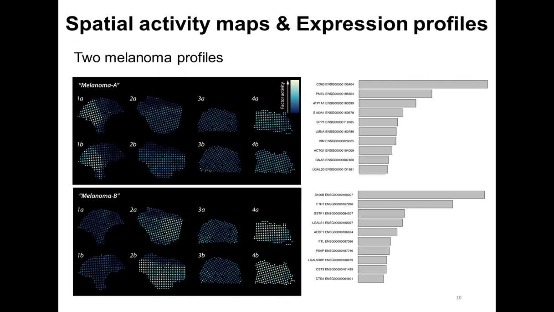The expression profiles of melanoma A and B included both cancer and immune-associated genes. For example, CD63 in melanoma A is reported to act as a tumor suppressor, whereas S100B is sometimes used to follow disease progression.